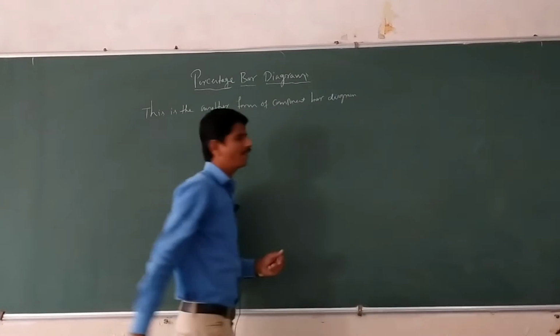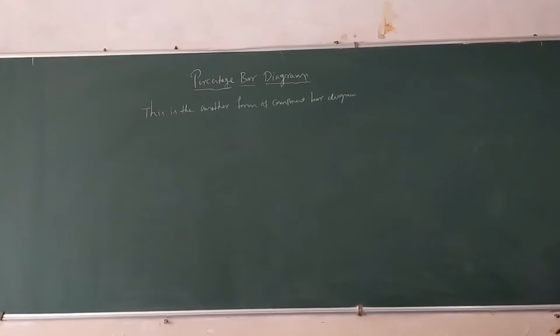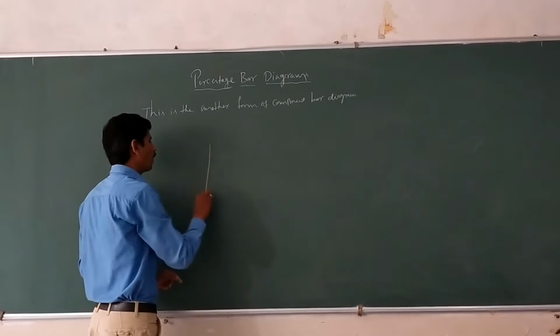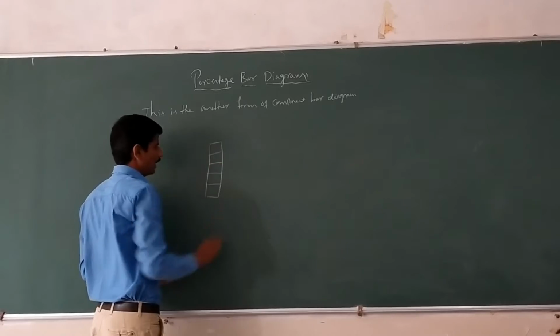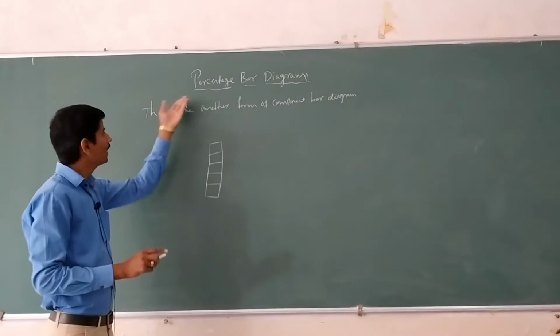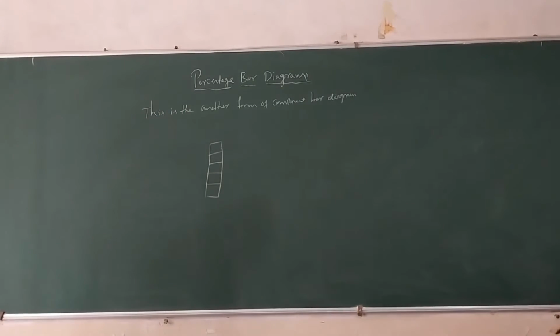This is another form of component bar diagram. Here one bar can be divided into different segments. That is a component bar diagram. This is also another form of component bar diagram.